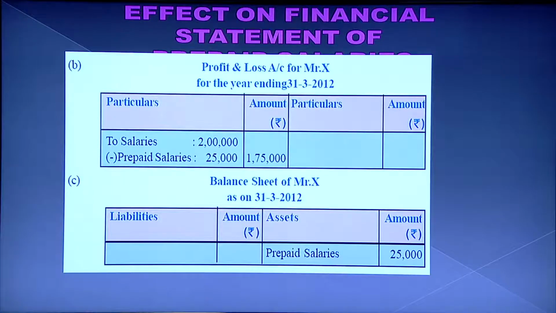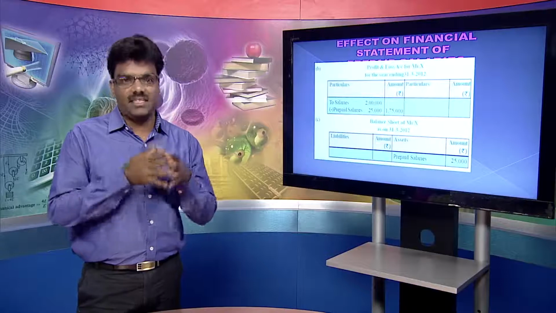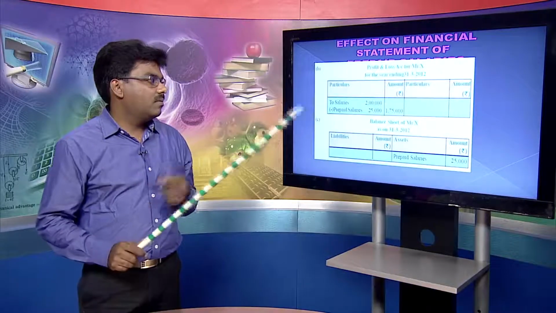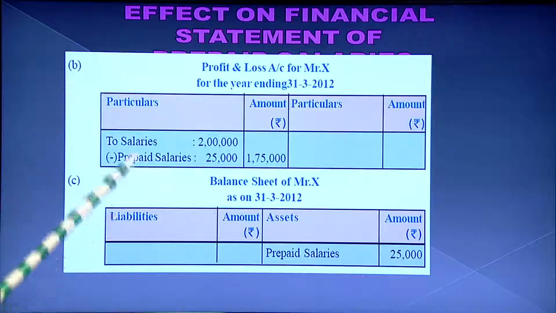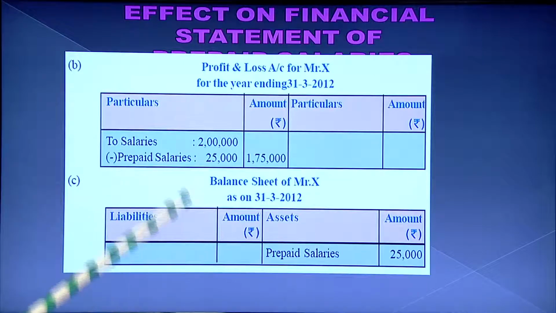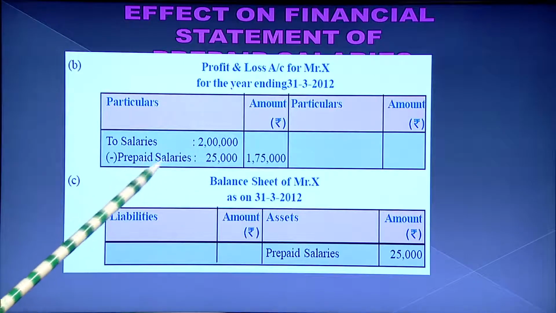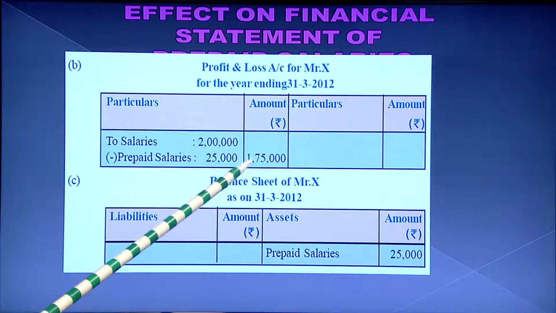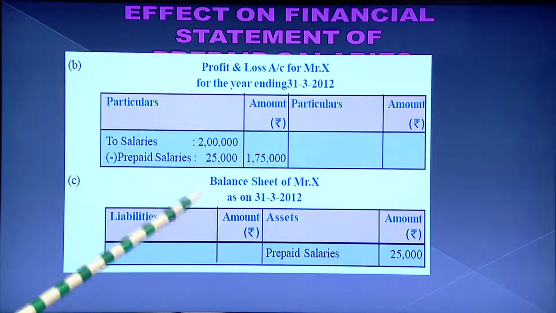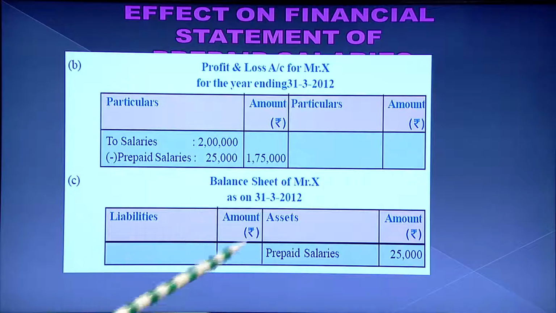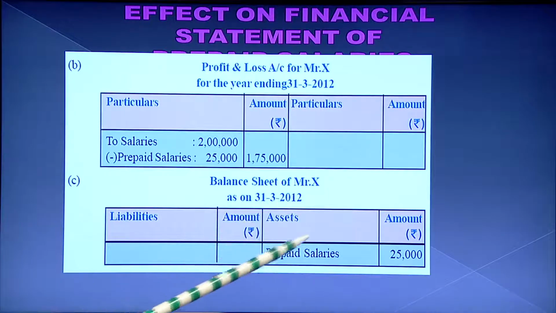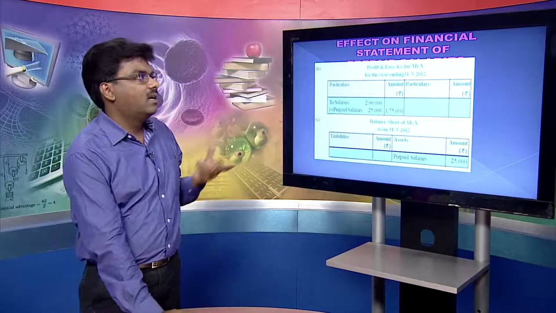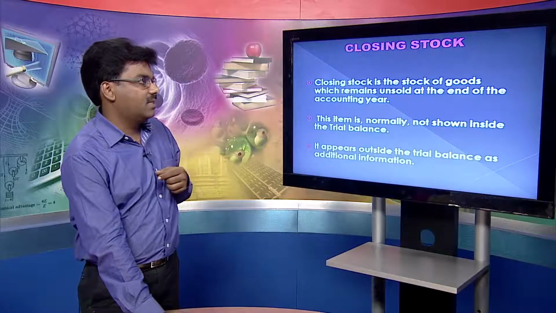Effect on financial statements. What is the effect of these prepaid expenses on the financial statements? Dear learners, our total salary is 2 lakh, but 25,000 is prepaid salary. So, we deduct 25,000 from this amount and the net amount that belongs to this year is 1,75,000. And in the balance sheet, because this is our asset which belongs to next year, prepaid salaries is written on the asset side, rupees 25,000. So, this is the accounting treatment and effect on financial statements of prepaid expenses.